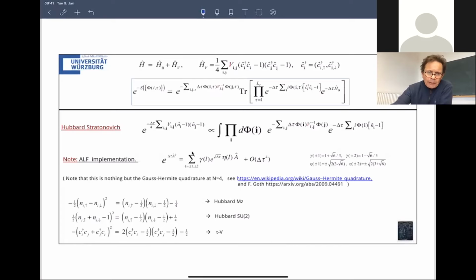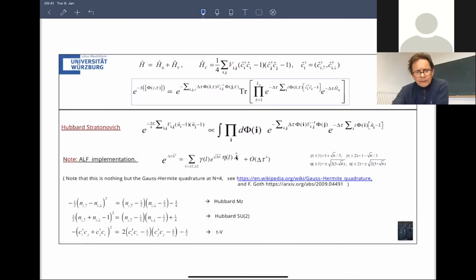What we generically have in the ALF is the following: we approximate the Gaussian integration by this form. So this is e^(-Δτ Ô²), and I will write this as a sum over l = ±1, ±2, with γ(l), a positive number which is listed here, and e^(√Δτ η(l) Ô), where η(l) is odd under l going to -l, and which couples to Ô.